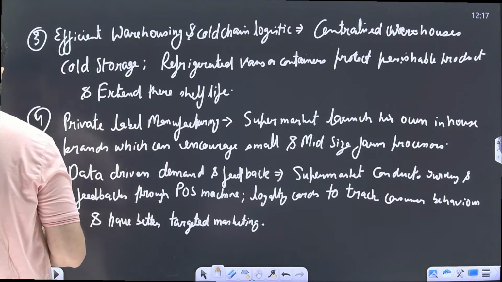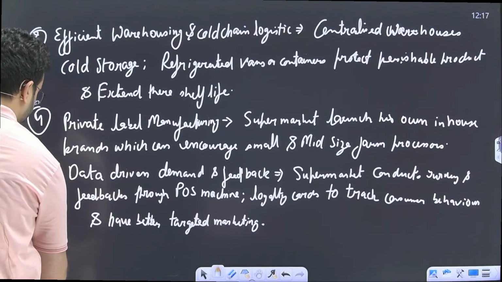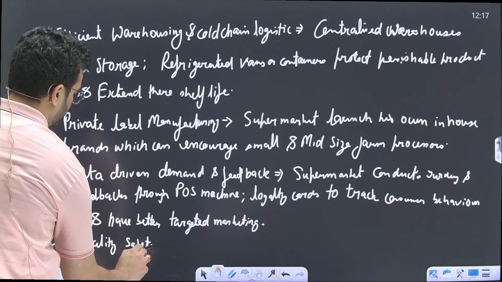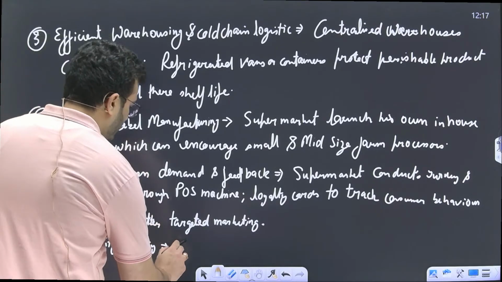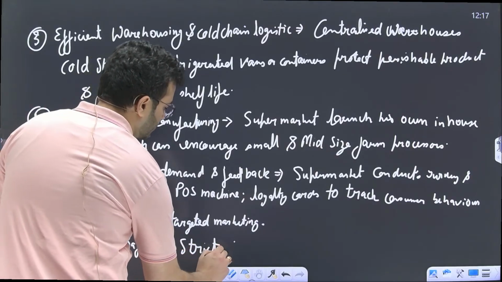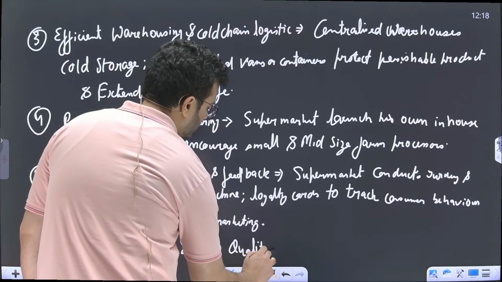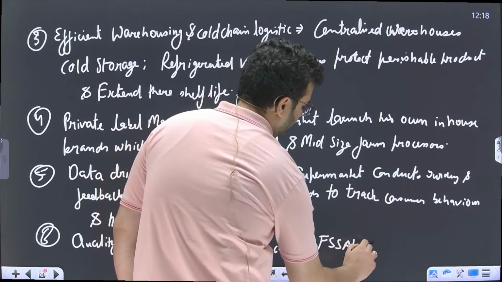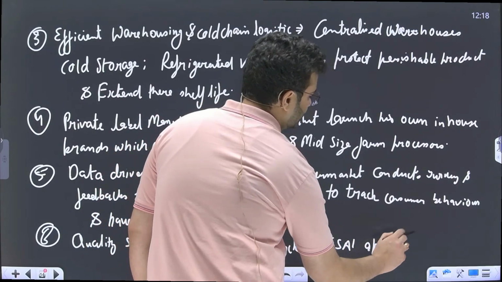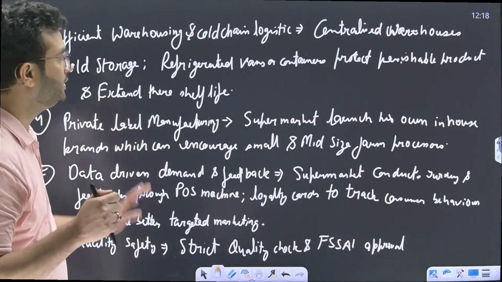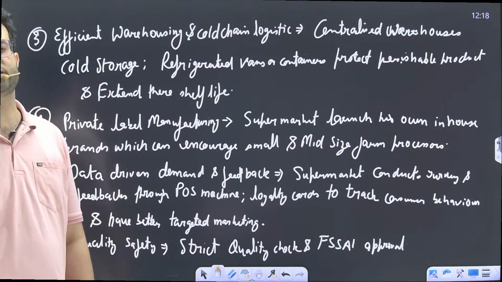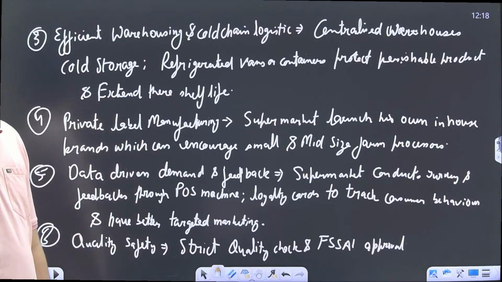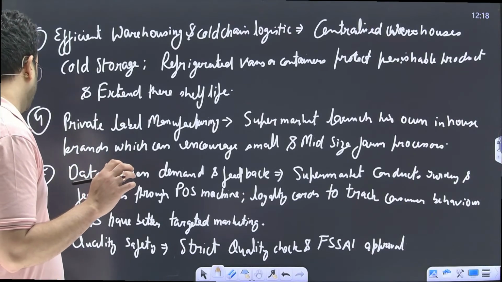And last is quality safety. A strict quality check and FSSAI approvals, the Food Safety and Standards Authority of India's approvals. So these all are the work that supermarkets conduct for the economies. These all are the important works of supermarkets. I hope it is clear to you all.